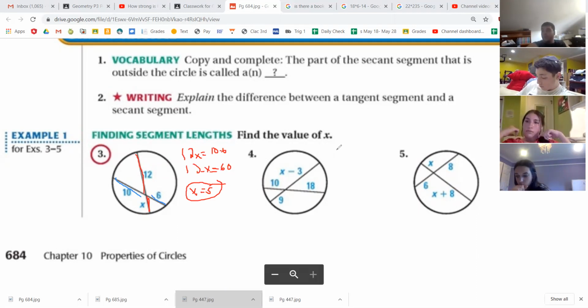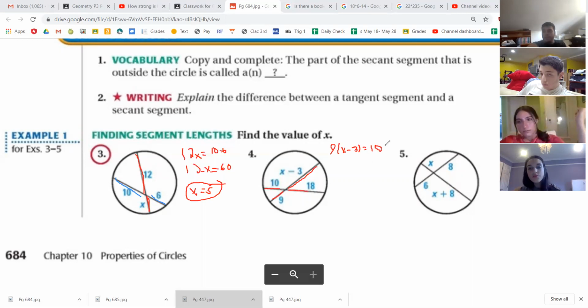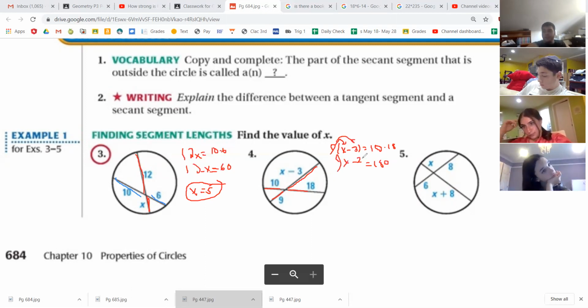Number 4, we'll do the same thing. This piece and this piece is proportional. So 9 times x minus 3 equals this and this. 10 times 18. Now 10 times 18 is easy, 180. On the left, I have to distribute. Don't forget to distribute. 9x minus 27. Plus 27 on both sides. 9x equals 207. Divided by 9 on both sides. x should be 23.